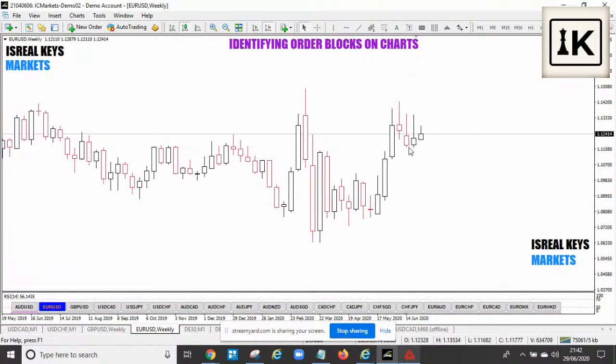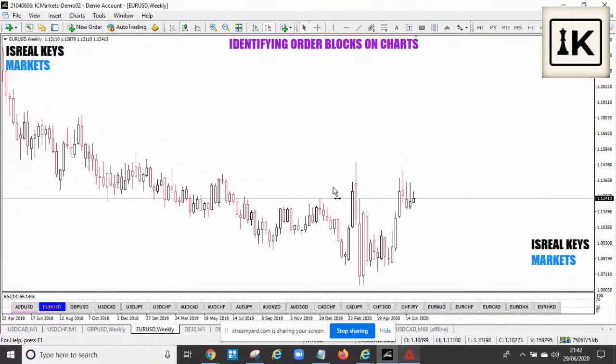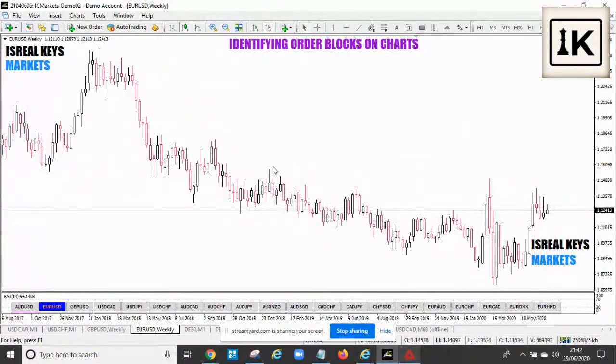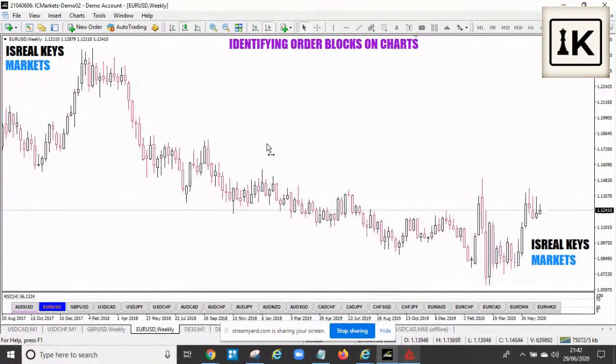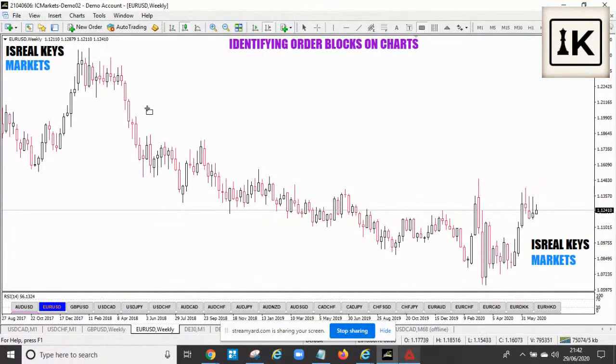So this is Euro USD. This is the weekly time frame. And one other thing I want to drop: this is a bullish order block there. There's a bearish order block, this thick one over here. Let's just use that. Okay, price has not got there yet.